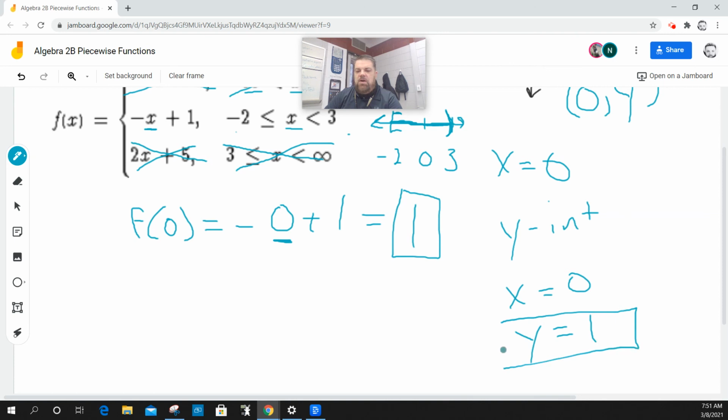Now, depending on how the question is framed, and by the way, we didn't even need to plug that in. We know when it's written as mx plus b that this is the y-intercept. So anyways, that's the answer, y equals 1.